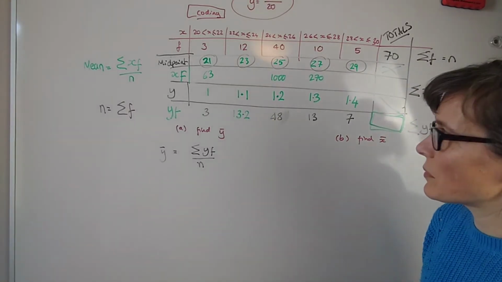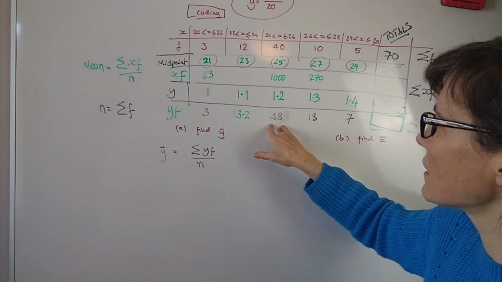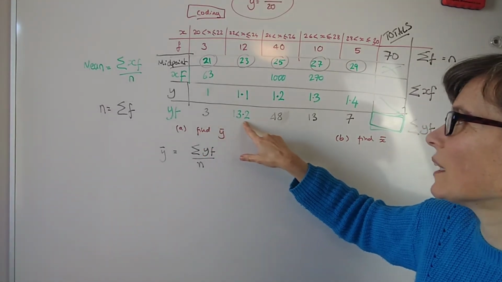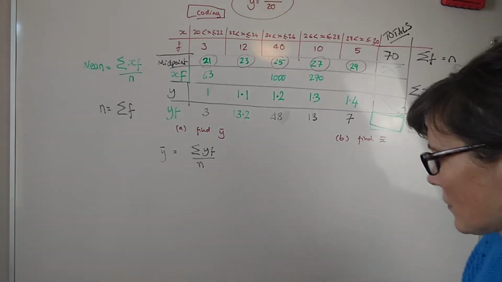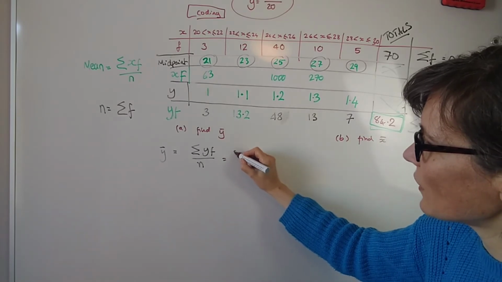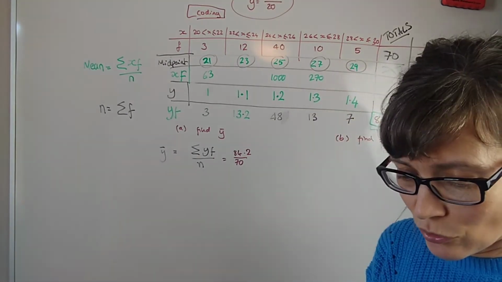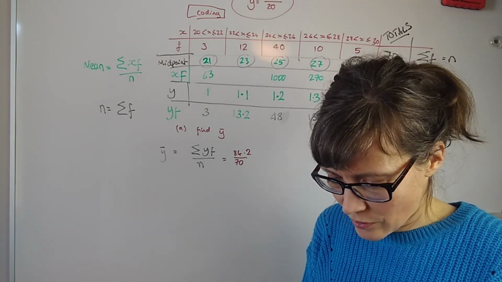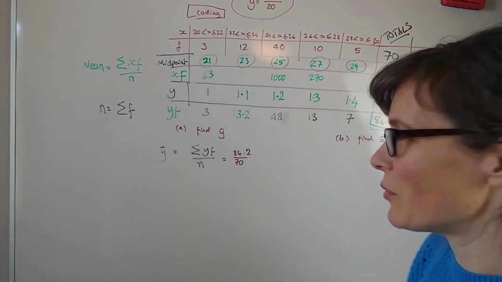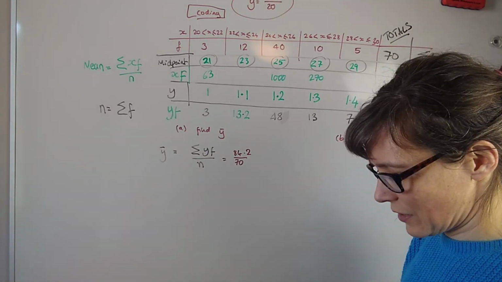Okay, so we would add all those together. We get 20, 68, 70, 71, 81, 84.2. So this is now 84.2 over 70. And we can stick that in the calculator just in normal mode. So shift 1 will get you very used to changing modes on calculators. 84.2 divided by 70.